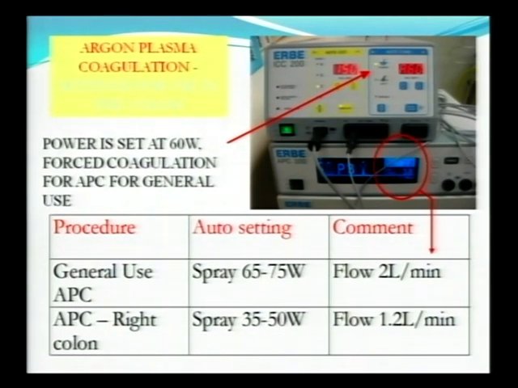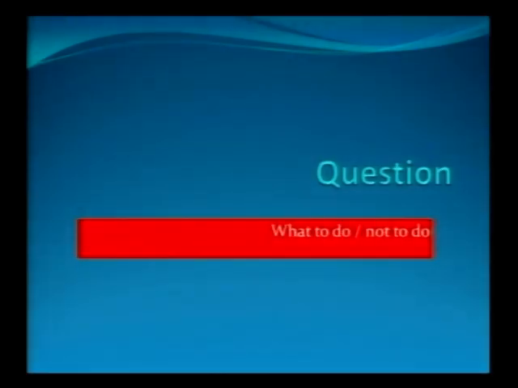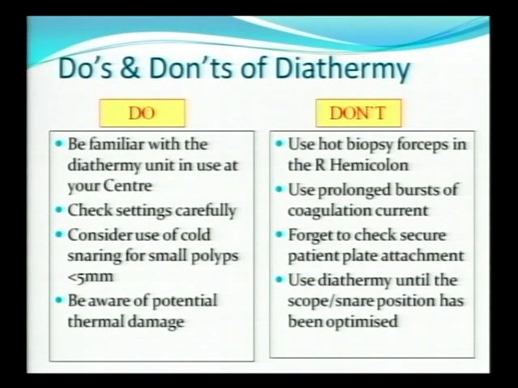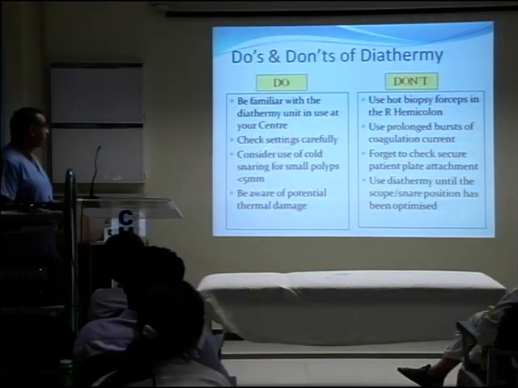Again, for argon plasma coagulation, I use a lot less setting than this, 25 to 30 watts, because APC is safer, but it can cause perforation. So use the minimum amount of current needed. What to do, what not to do. Number one, the important do's: be familiar with the diathermy unit in use at your center, because they are all different. So check settings carefully.